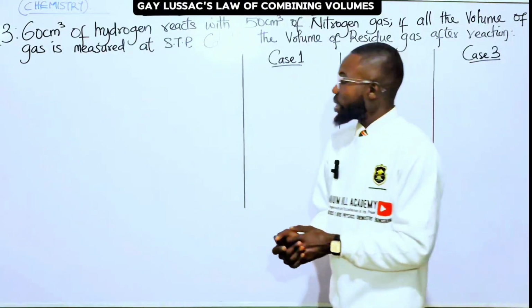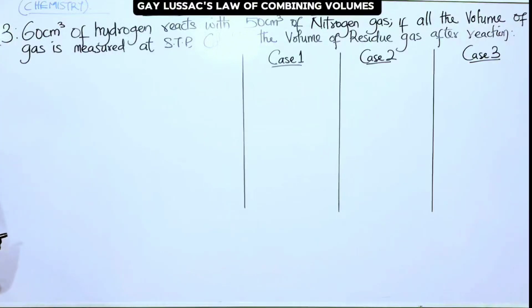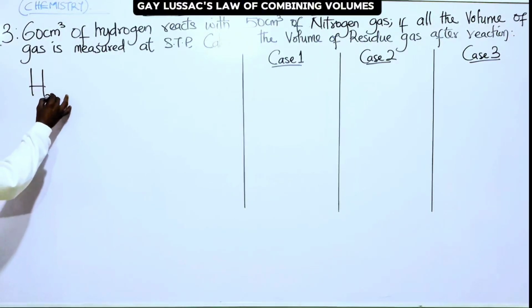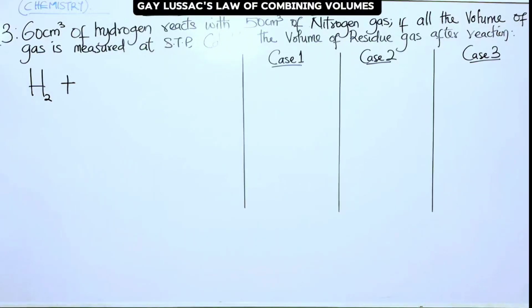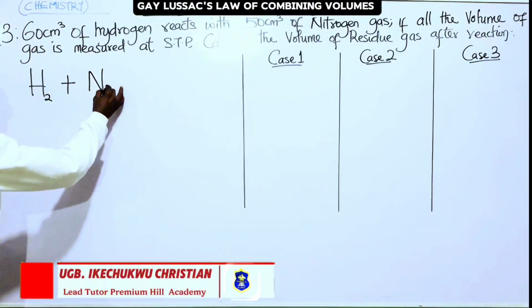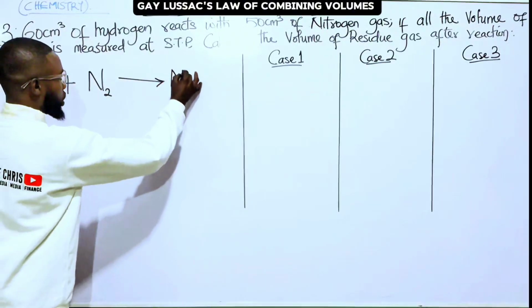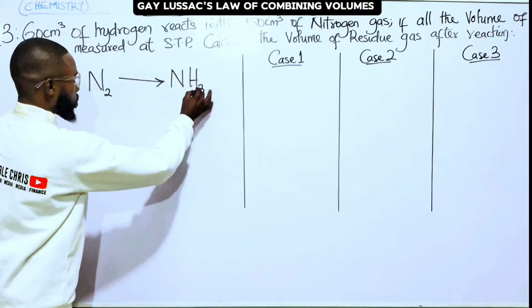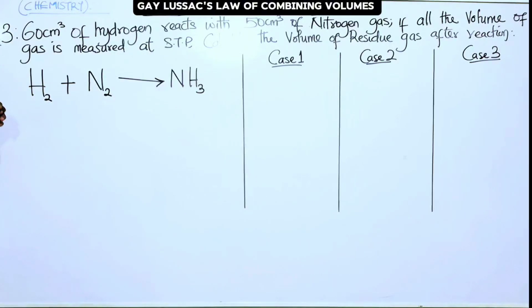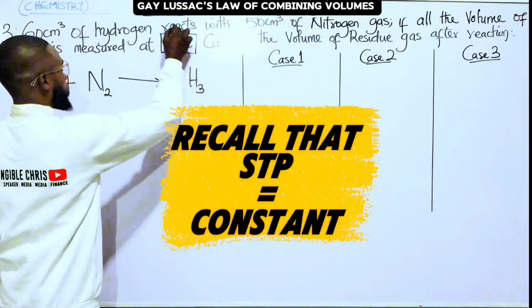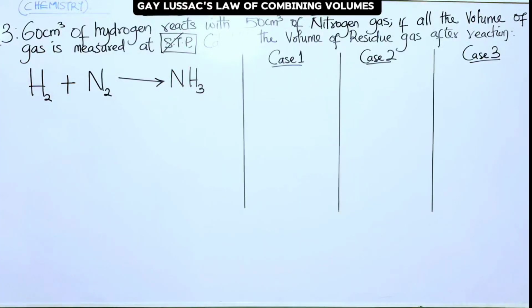Question 3 says 60 cm³ of hydrogen, so we have hydrogen gas, H2, reacts with 50 cm³ of nitrogen, N2 gas. If we have these gases, the likelihood of us getting NH3 is high. If all the volumes of gases are measured at STP, standard temperature and pressure, which are constant, we need to calculate the volume of the residue gas. It's very simple, like what we've been doing.